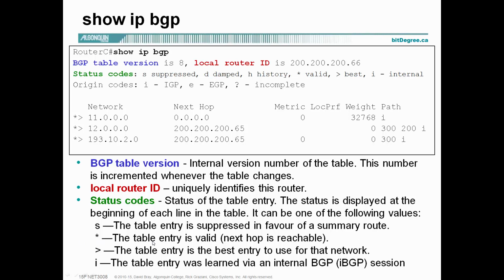A star means the entry is valid. In other words, BGP has checked and the next hop is in fact reachable. That's useful. The greater than sign shows that this is the best table entry. This is important because this is the one that's going to be used and advertised to neighbors. More about this later. And the lowercase i means that this path was learned via an IBGP session, so not learned externally, but internally.